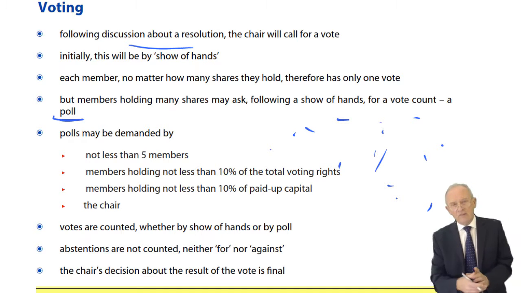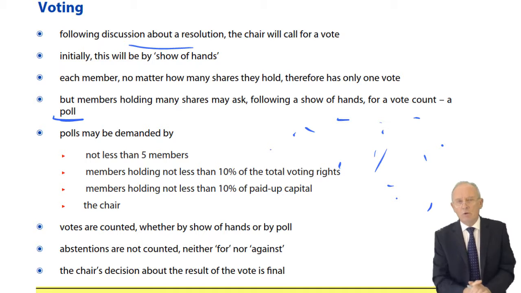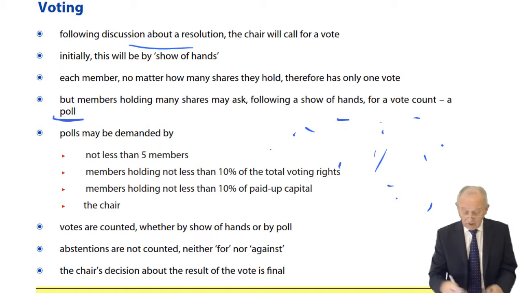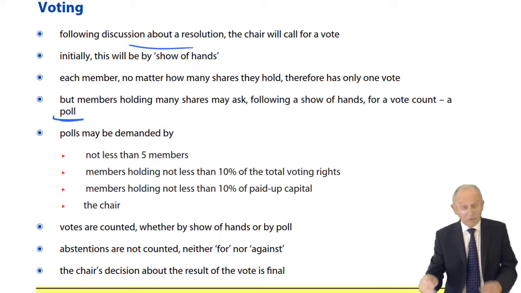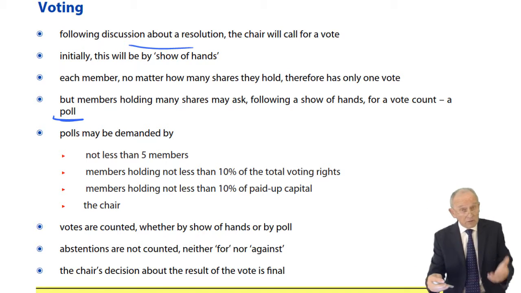So I'll ask the chair, Chair, please, can we have a poll? Can we have a vote count rather than a show of hands? And the chair will probably say yes. And so scrutineers, employees of the company, are sent out into the audience in order to count the votes voting in favour and count the votes voting against.